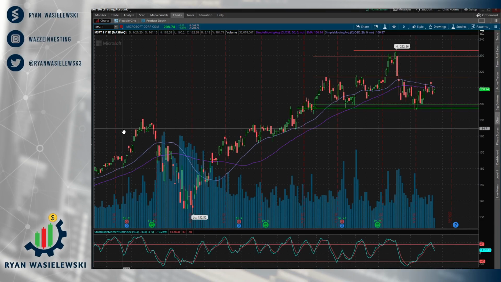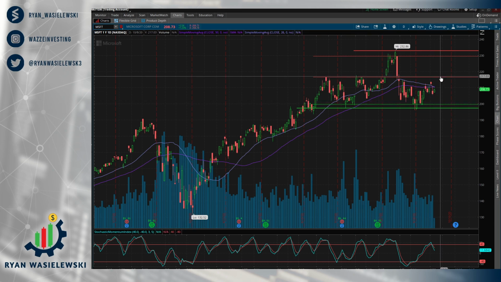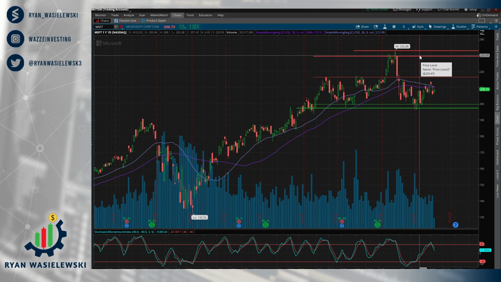Let's take a look first at the one-day chart for Microsoft. As you can see, I marked out some key levels of support and resistance that we've seen so far historically for Microsoft. The first one is a support here at 197, the next at about 200, and as you know, these round numbers seem to be very key in resistance and support lines. For resistance, we have this one here at about 216.7, and then higher at 230 pretty much, and then the all-time high here at 232 that we saw pretty much at the beginning of September, late August.